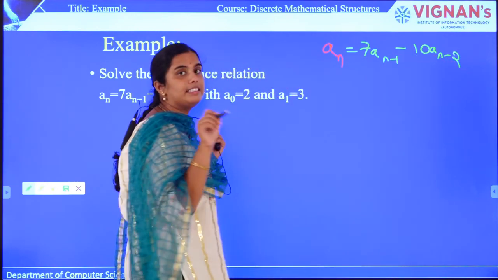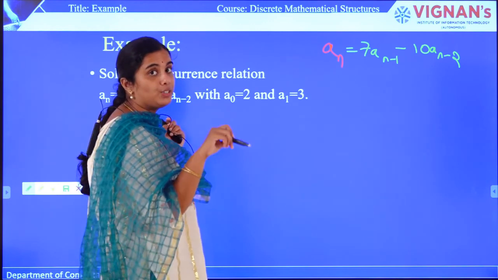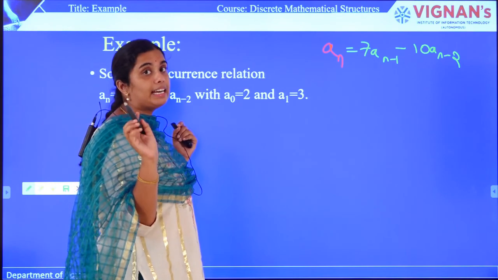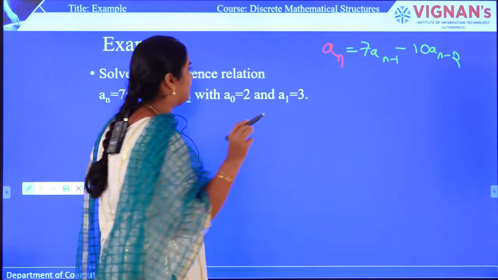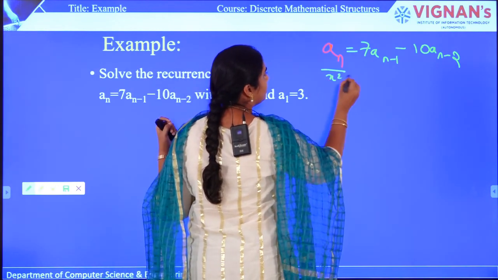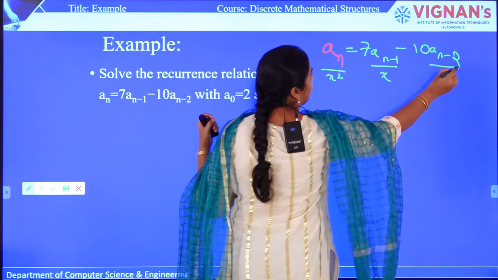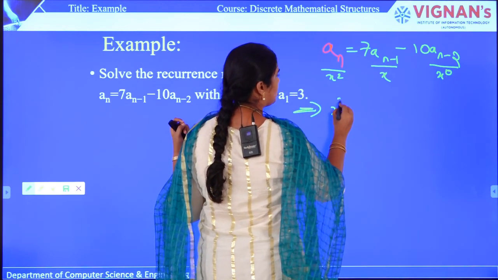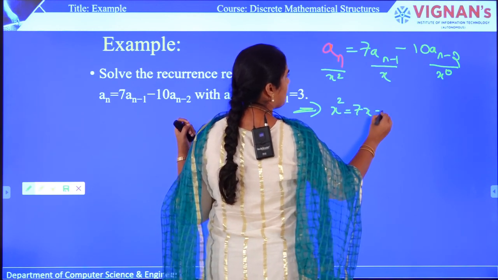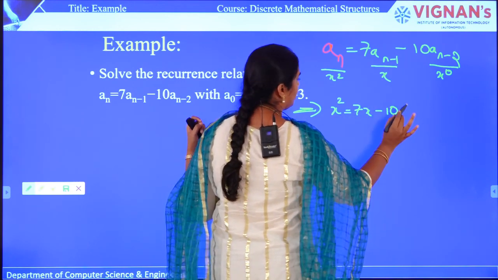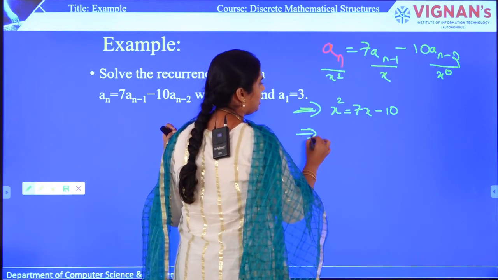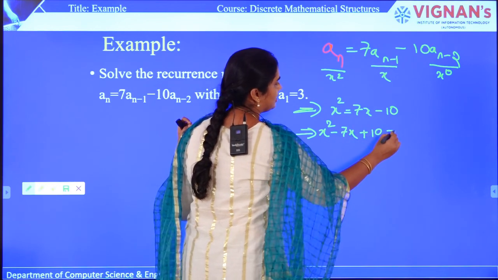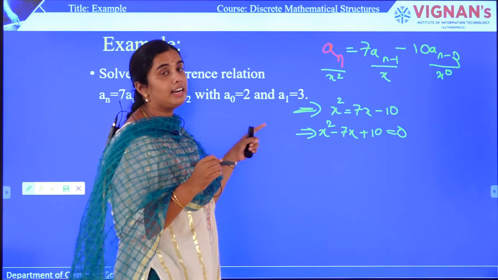Now, I need to represent this in the form of the characteristic equation. As you have seen, it will be represented like x^2 + αx + β = 0. That only we will be representing. So, here a_n means x^2, a_(n-1) means x, and a_(n-2) is nothing but x^0. So, how is it represented? x^2 = 7x - 10, x^0 is 1 only, so write it over here. So, this we need to transfer to the left side, that will be x^2 - 7x + 10 = 0.